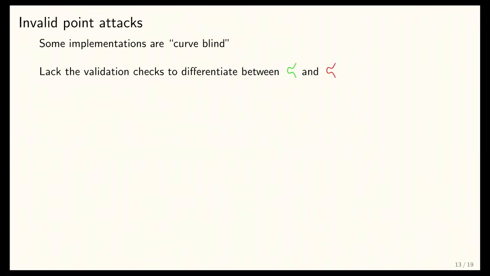So the next attack vector we look at are invalid point attacks. So the way I'm going to explain this is that some implementations are curve blind. This is my own terminology. You won't find it in the literature. But basically it means that you lack the validation checks to differentiate between these two curves, this green curve and this red curve. So those in the audience who are colorblind, you can feel the pain now.